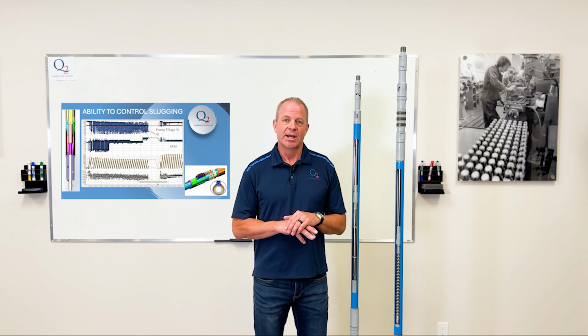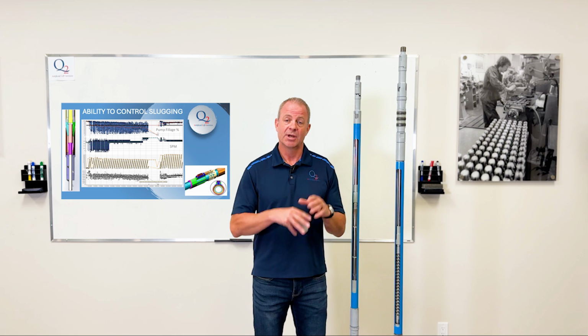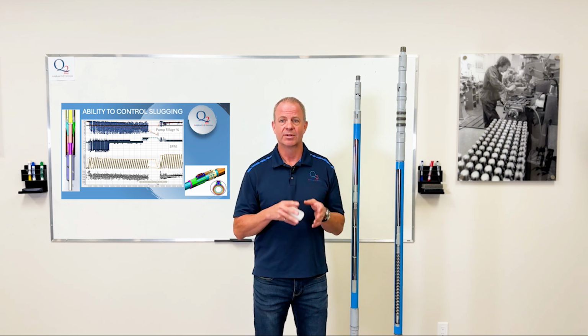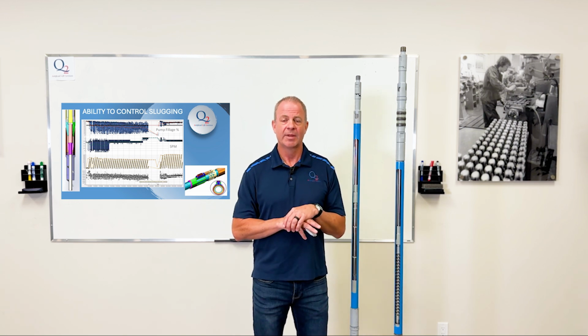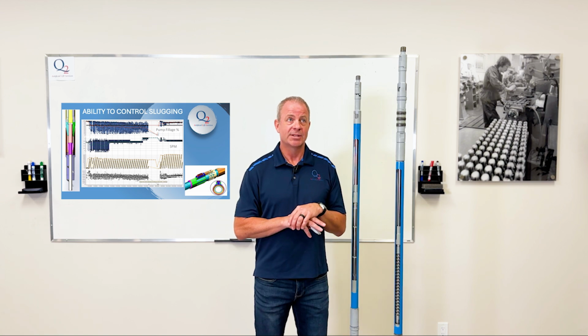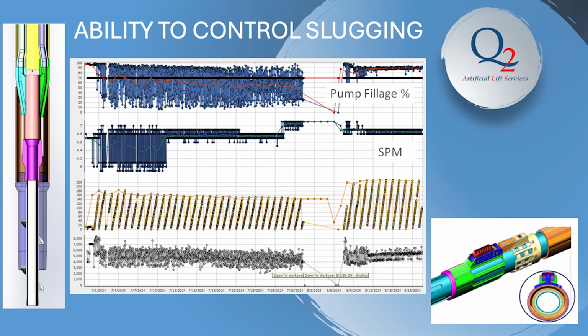Here's an interesting slide when it comes down to the ability of controlling slugging. So this well, as you can see, has a lot of variation with respect to slugging. I want to point out the strokes per minute on top and also the pump fillage up top. Two things happened here. We used a separator that had enough capacity to handle some pretty high rates, and we also used a tubing anchor that gave us more fluid level to our pump.